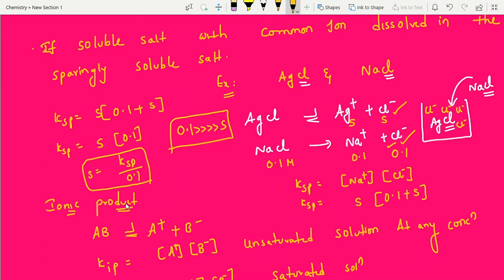Next, ionic product. Ionic product questions also come directly as theory questions. Again we are taking a hypothetical salt AB. AB gives rise to A plus and B minus. Here we are writing the ionic product. IP is nothing but ionic product. Ionic product is nothing but the product of ion concentrations starting at any concentration, in an unsaturated solution, at any concentration.